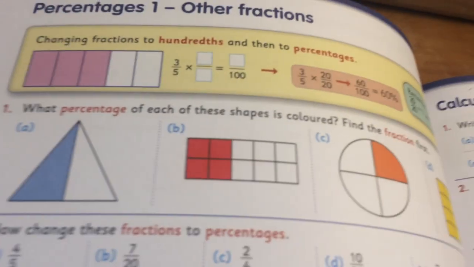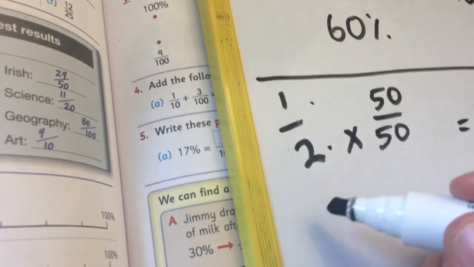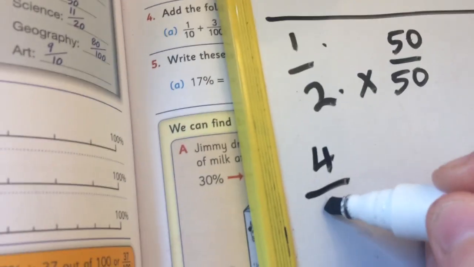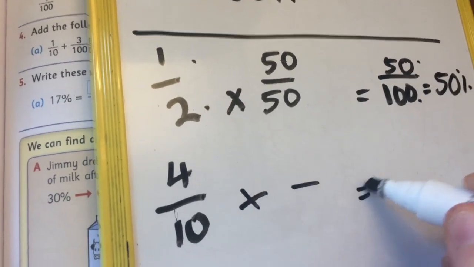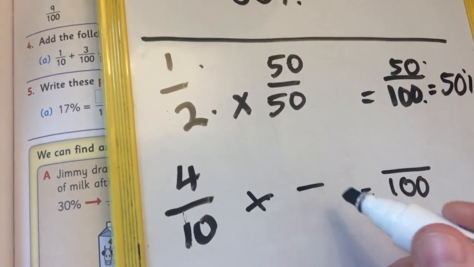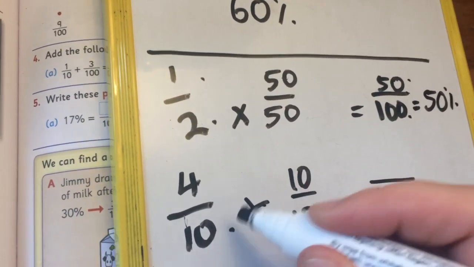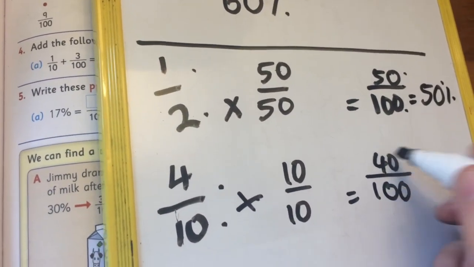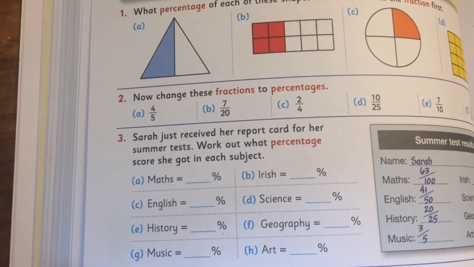All right, let's look at the next one. The next one has 10 squares and 4 of them are shaded. So that's 4 out of 10. What do we multiply it by to get it to 100? 10 multiplied by what goes to 100? 10 multiplied by 10. Same goes for the top. If it happens to the bottom, it must happen to the top. 40 out of 100, and the percentage is 40%. So work away, guys, and do question 1.